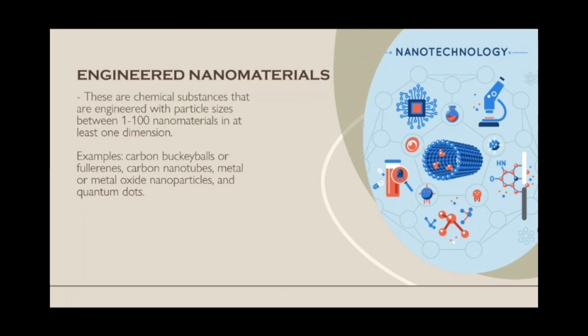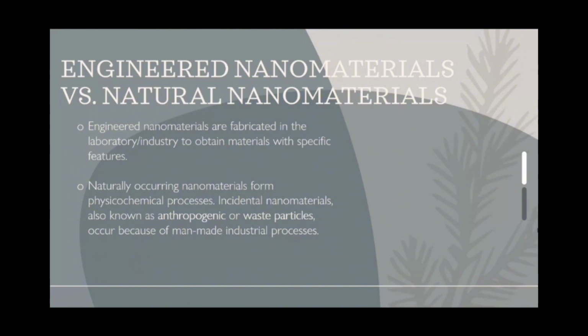Examples of engineered nanomaterials include carbon buckyballs or fullerenes, carbon nanotubes, metal or metal oxide nanoparticles, and quantum dots, among many others. Some of these examples will be discussed later on in this presentation. Engineered nanomaterials are fabricated in the laboratory or industry to obtain materials with specific features and applications.